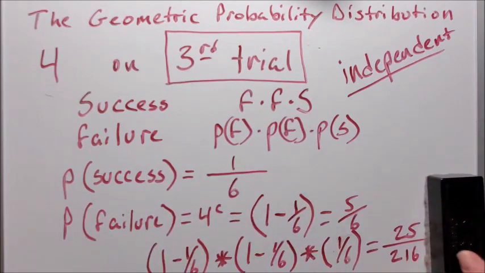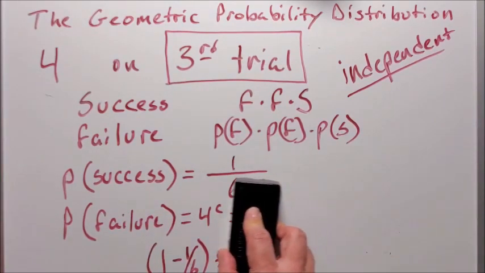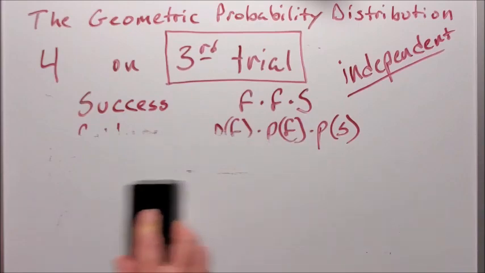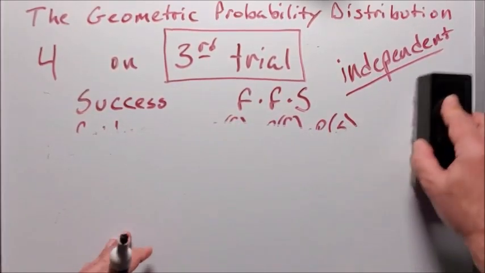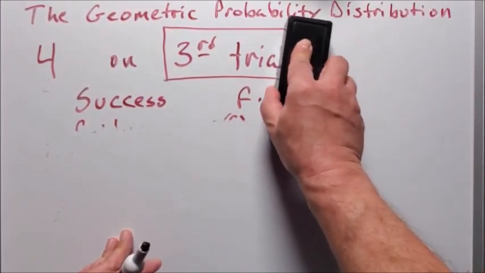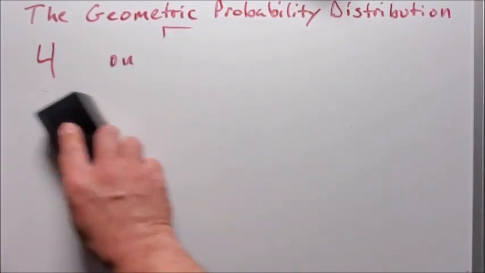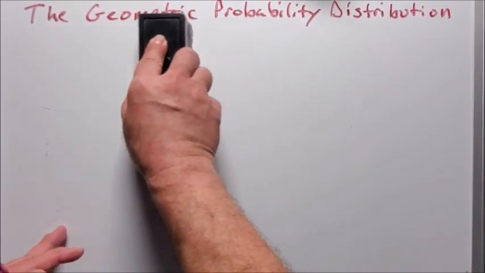Okay, let's go on to the next part of our lesson. So that's a basic example of geometric probability, the sort of situation that would lead you to want to utilize it. And we came up with an answer. Now we're going to talk about it more generally.